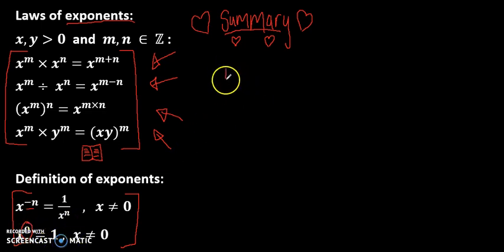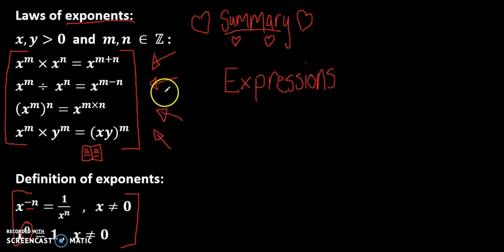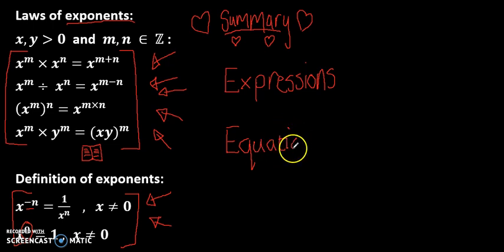Now, on top of that, we've gone through expressions and equations. Expressions are things that don't have an equal sign, and we're just expected to simplify it. Once again, we can only simplify it by using the laws and the definitions of exponents. The other thing we've done are equations. Now, these equations have a variable in the exponent, and that's what makes them so exciting to do.